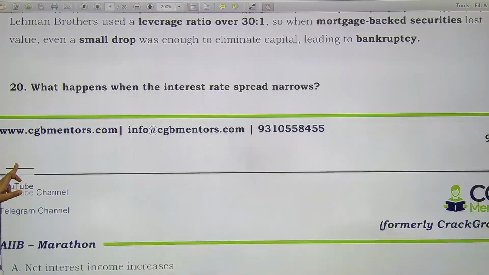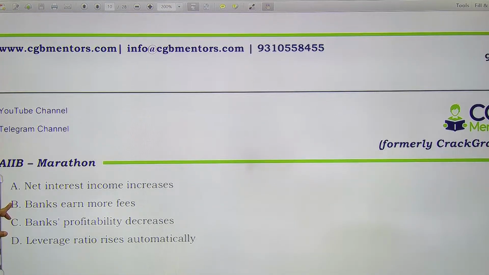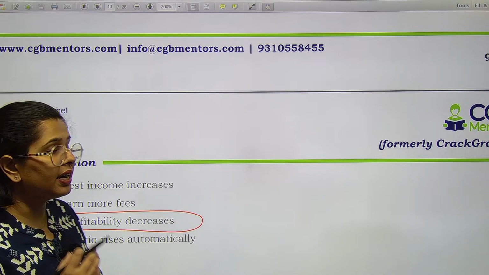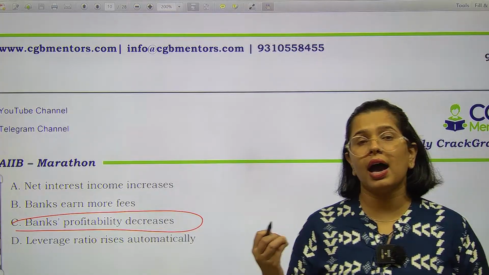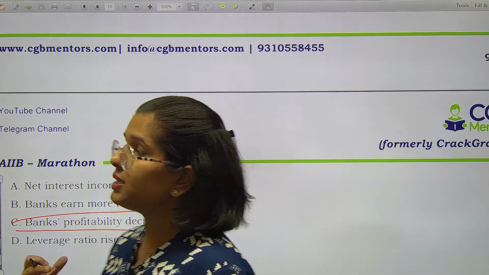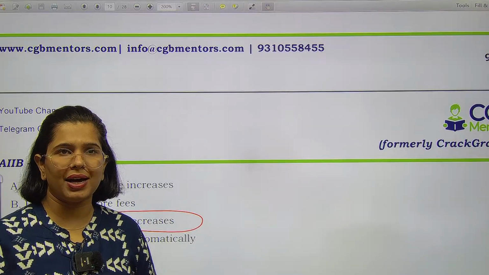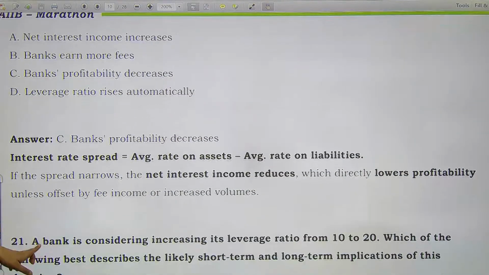Now what happens when the interest rate spread narrows? ठीक है, interest rate spread narrows का मतलब आपका जो margin है वो कम हो रहा है, so obviously bank's profitability is decreasing. Spread decrease means what? You are earning less, or it might also happen that your expenses are increasing. So that is why your margin is getting reduced. आपका margin जो है वो कम हो रहा है. So bank's profitability will decrease.